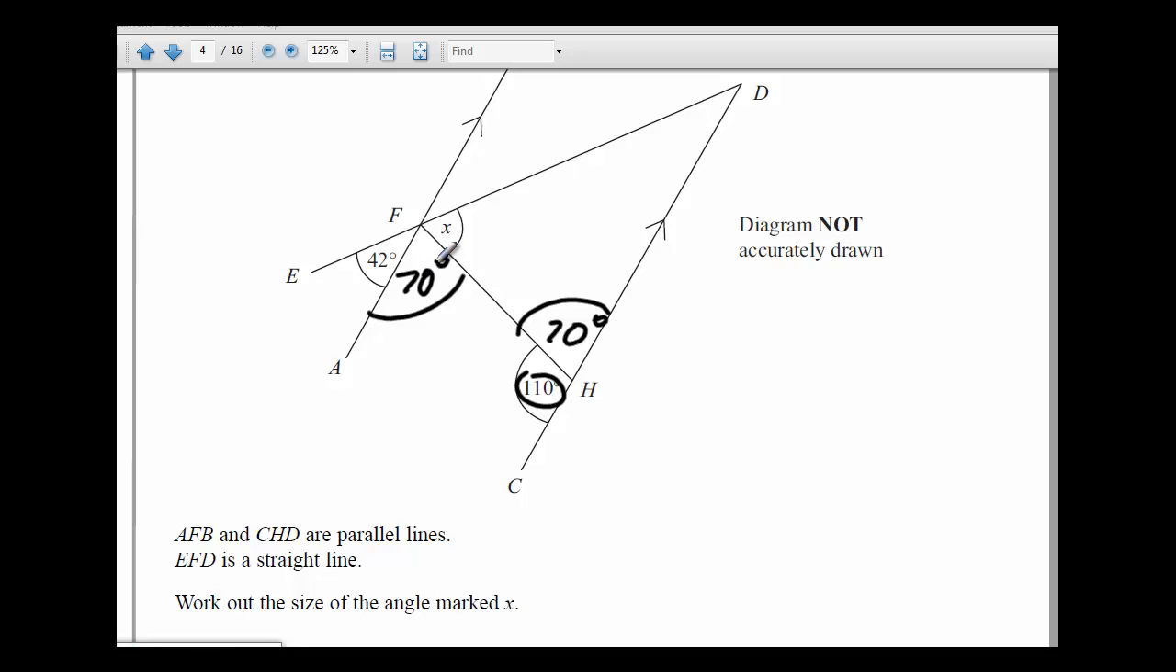And then I know that 42 add 70 add x must make 180, because I've got a straight line here too. So working that out, x is going to be 68. Because now 68 add 42 makes 110, add 70 gives me 180.